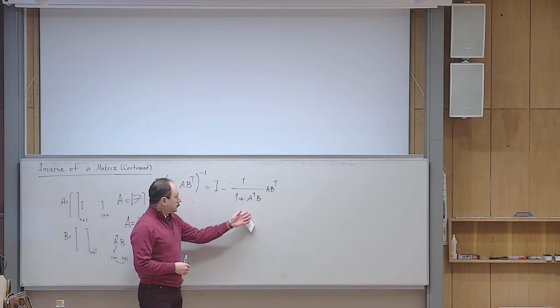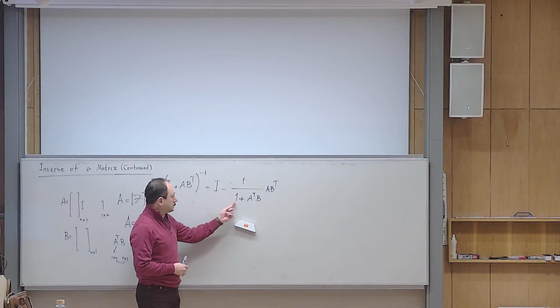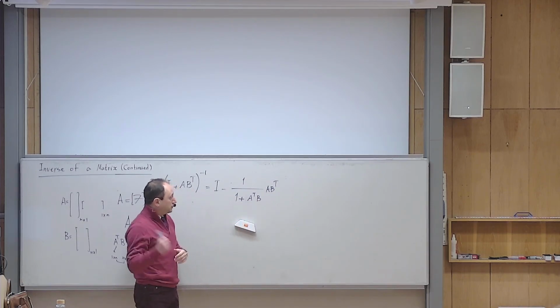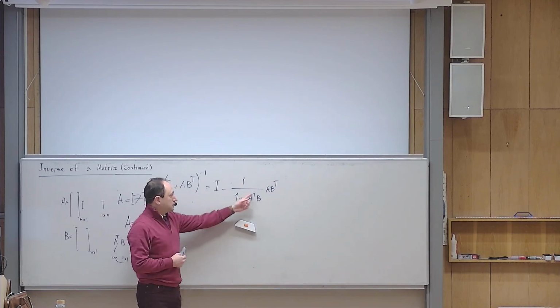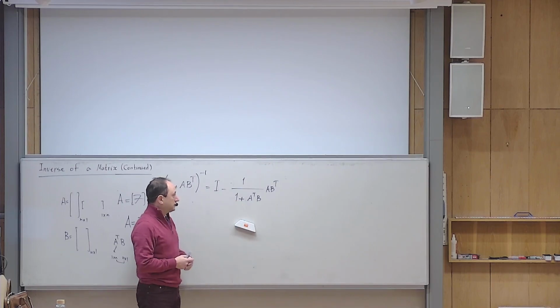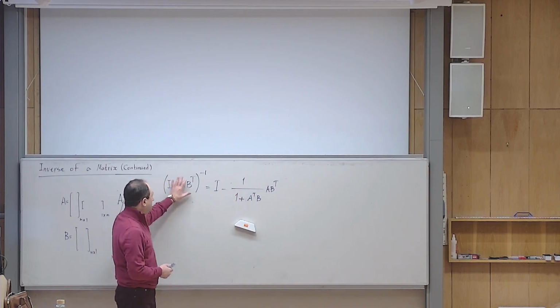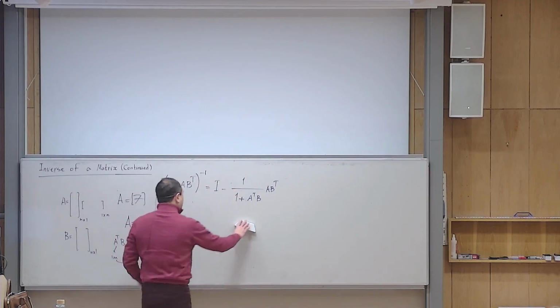And I hope that you understand that this is really number 1, yes? Because A transpose B is what? Is a number. According to the problem, A transpose B is not -1, so 1 over this makes sense, yes? And then we want to show that the inverse of this matrix becomes that.